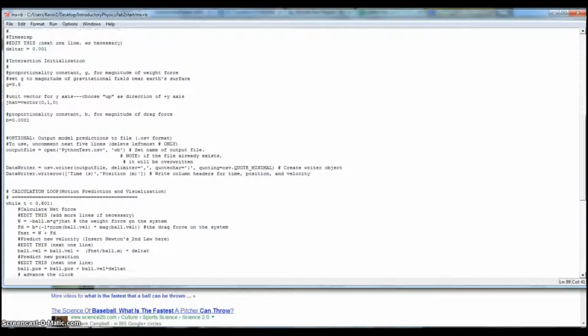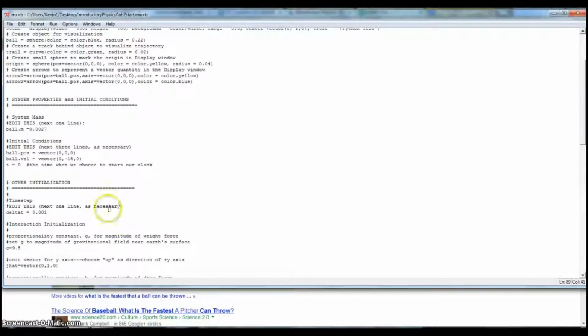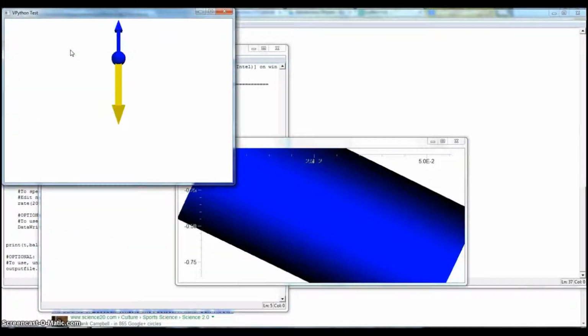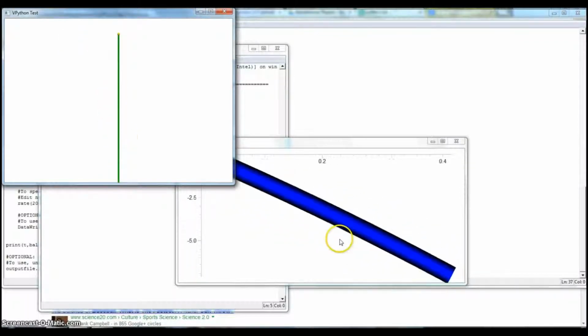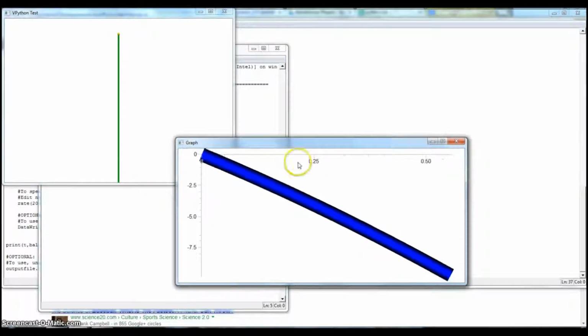Well, now what happens if the ball is thrown down? In order to represent this, I've set the initial velocity equal to the vector 0, negative 15, 0. So as you can see here, the drag force is a lot. And as you see in this graph, it's basically straight. So I guess it's safe to say it reaches terminal velocity a lot faster.